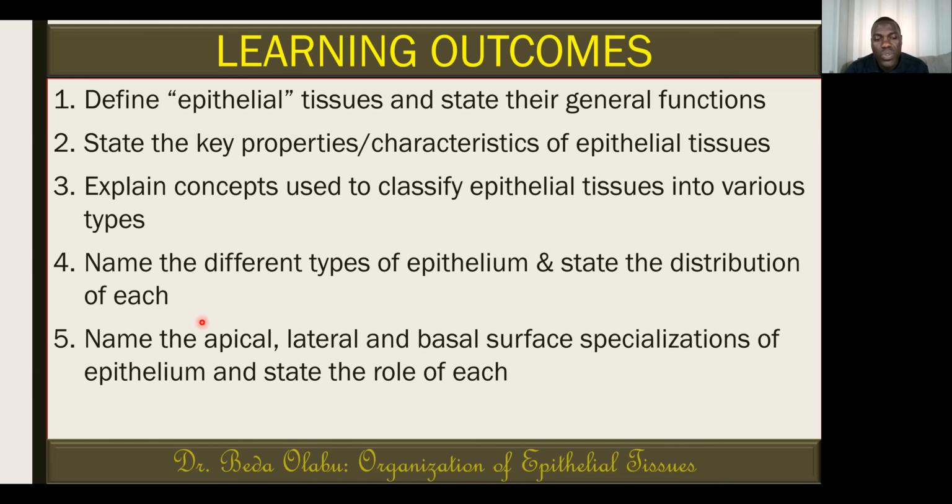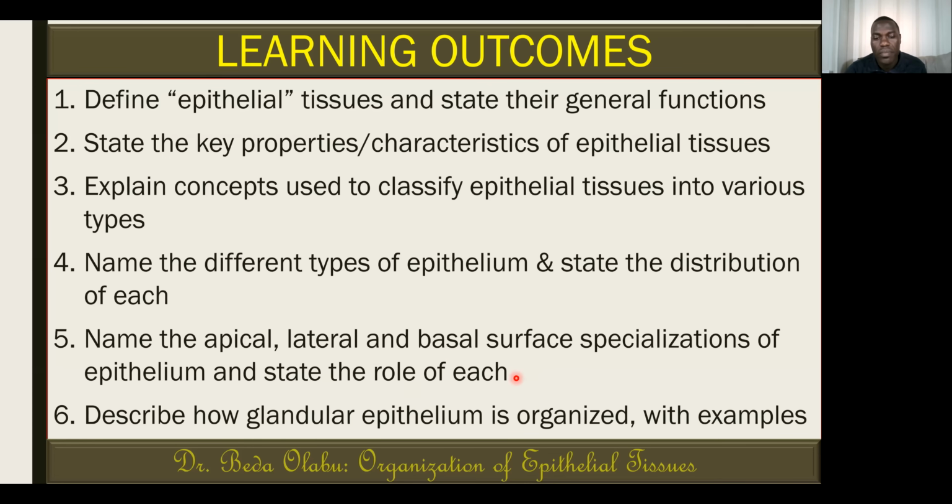Next, we are going to look at what we call surface adaptations or surface specializations of epithelium. There is the apical surface, the lateral surface, and the basal surface. And so we look at those adaptations and perhaps their role. Lastly, we'll talk about the organization of glandular epithelium, and we'll be giving examples.